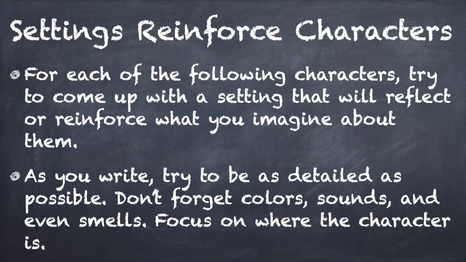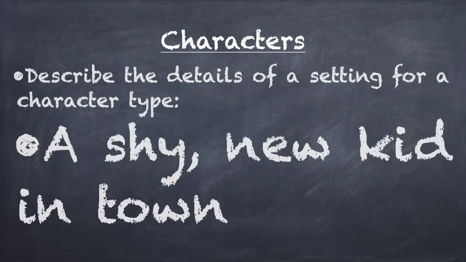So for each of these character types, come up with a setting that reflects and reinforces what you are imagining, what you're presuming about these characters. So describe the details of a setting for a character type: a shy new kid in town. Maybe even what does that setting feel like to them, even if it's not a proper interpretation of that setting. How could a setting of like a school be very intimidating to a shy new kid? That would be very different from somebody who's like gone to school in this town their entire life.